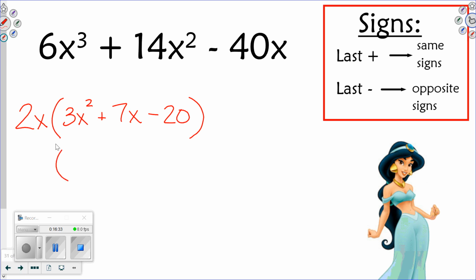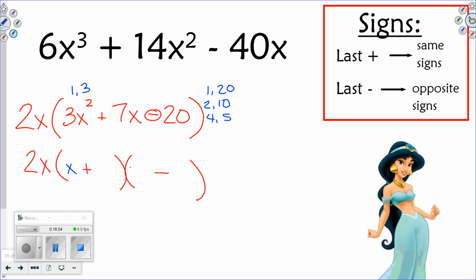All right, from here, set up my parentheses. My last one is negative, so it is plus minus. If you mess up your signs, it is very hard to get this to work. Don't forget your 2x. Options for A is just 1 and 3. Options for C, you got 1 and 20, 2 and 10, 4 and 5. So 1x and 3x. Did we find 1 and 20, 2 and 10, or 4 and 5 to be helpful? 4 and 5? So if I go 4 and 5.